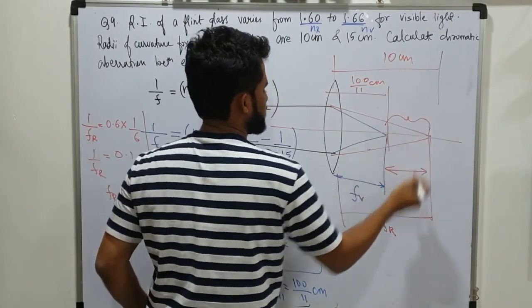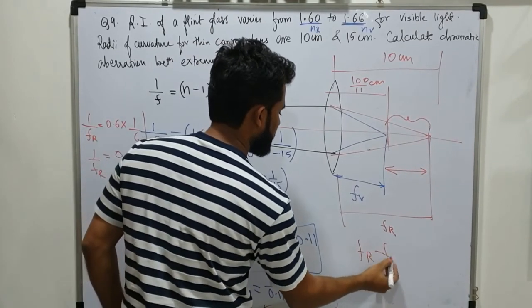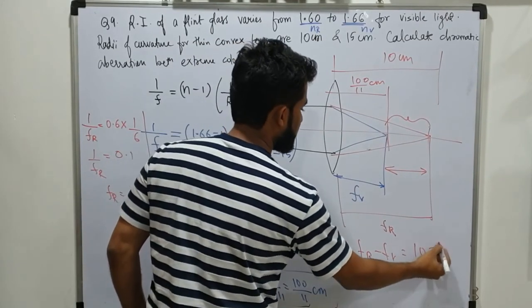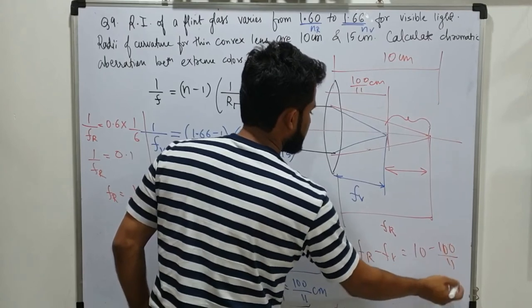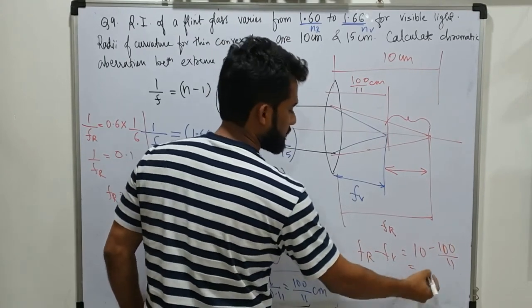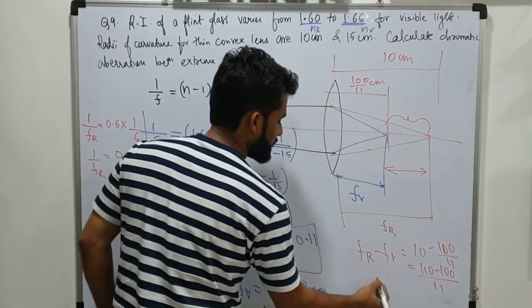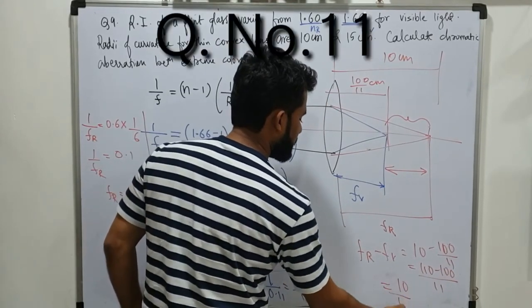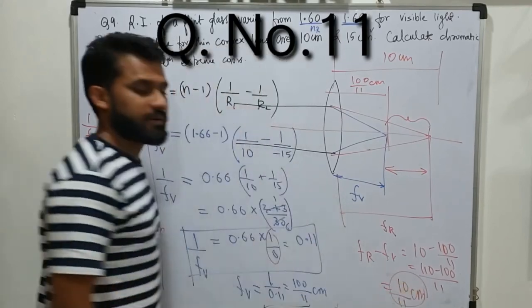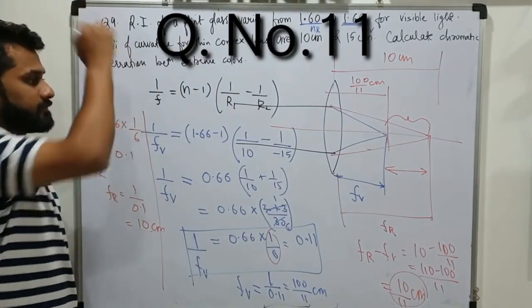So what will be this difference? It will be f red minus f violet, that is 10 minus 100 by 11. On cross multiplying, it is 110 minus 100 by 11. So the answer is, chromatic aberration is 10 by 11 centimeters. This is the final answer for question number 9.